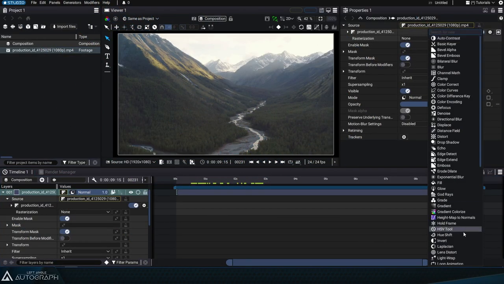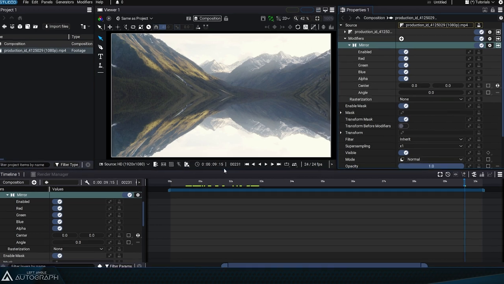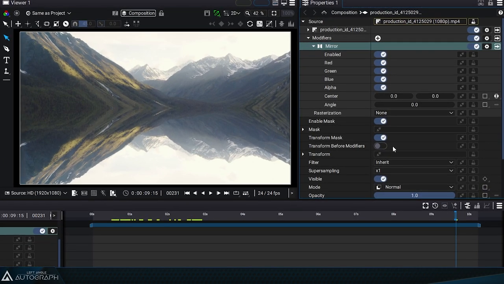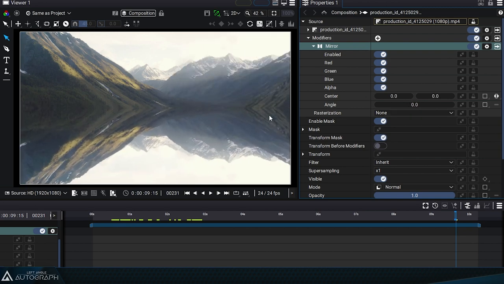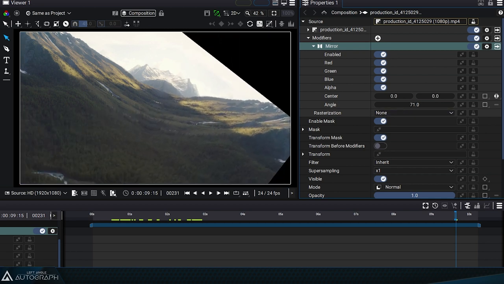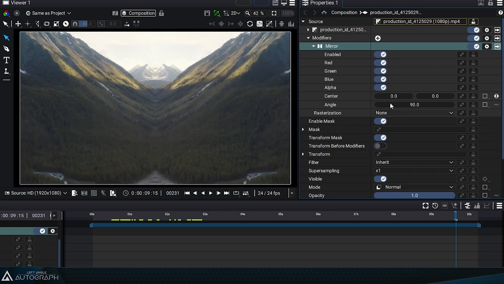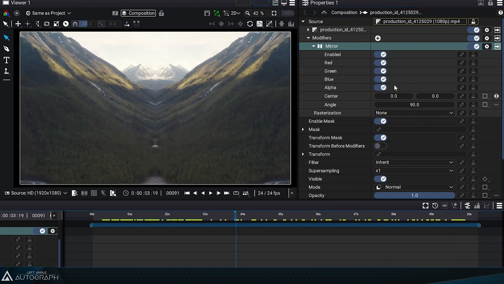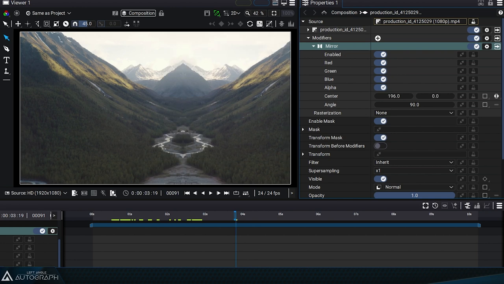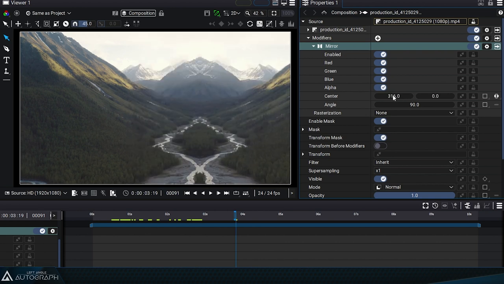The mirror modifier is used to mirror an image along an axis defined by an angle and a center point. An angle of 0 will define this axis as horizontal, replicating the upper part of the image to the lower part. By setting an angle of 90 degrees, this axis becomes vertical, replicating the left part to the right. The center parameter determines the position of this axis in the image coordinate system.